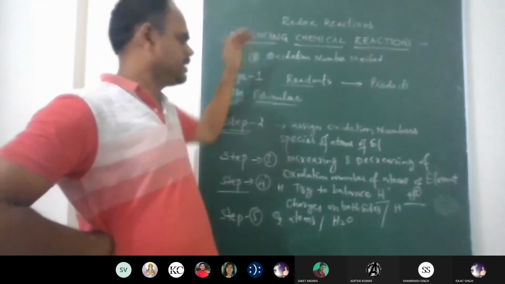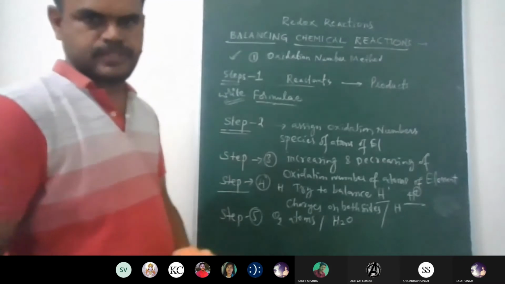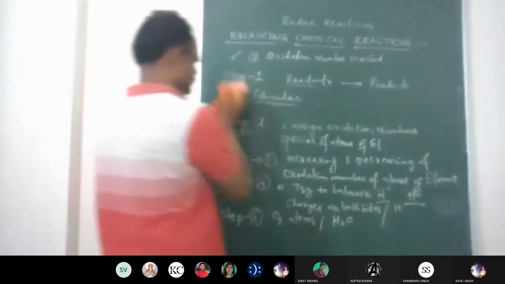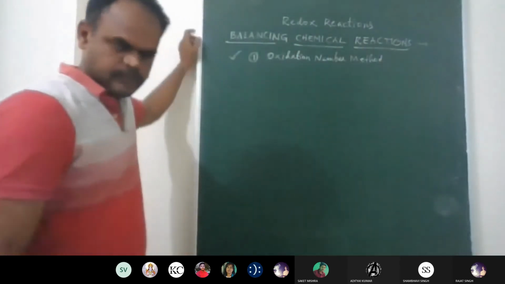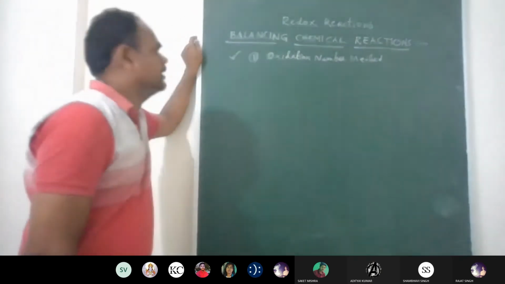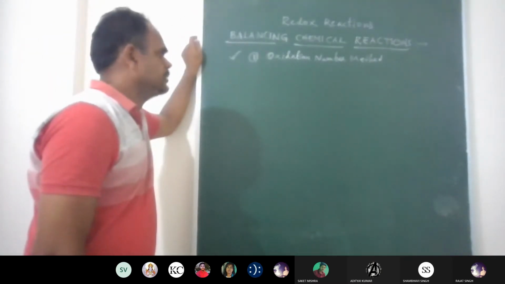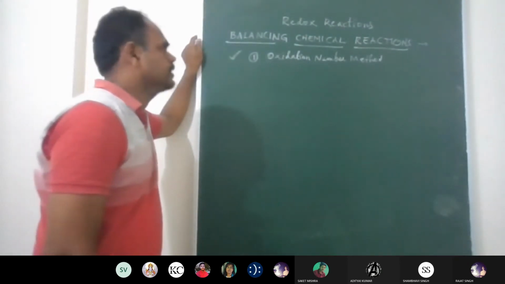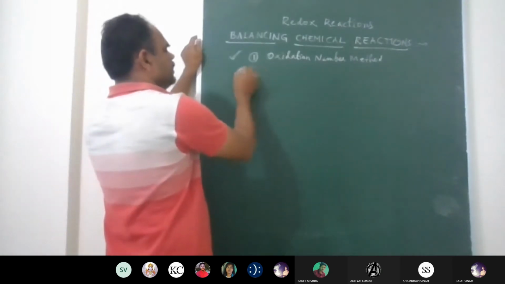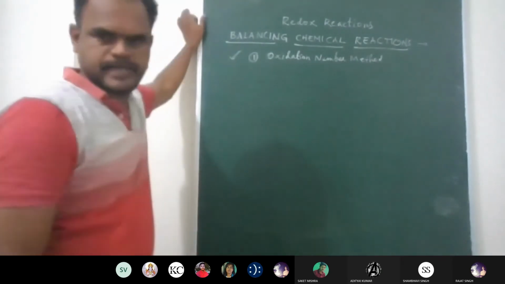Now, by taking a suitable example, we'll balance one chemical equation. So I think the oxidation number method is clear, and what steps are there in it. Now I'm going to take one chemical reaction. What is the chemical reaction?